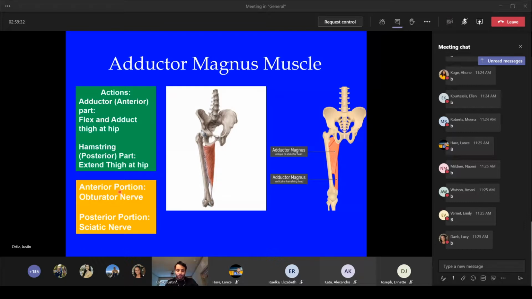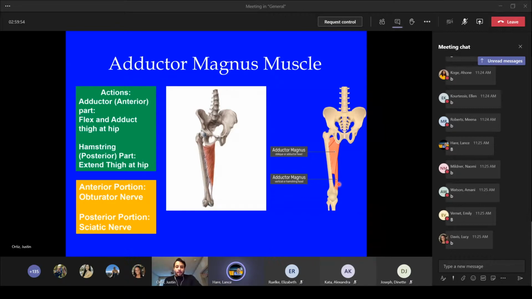So the anterior portion is going to be obturator nerve, which is this part. The posterior portion is going to be sciatic nerve, which is this part. Which is why they put adductor magnus right here, the adductor head, and adductor magnus, the vertical or hamstring head, which is right here, because it's extending the thigh at the hip, which is this portion. So I hope that makes it a little bit more clear as to what the adductor magnus does.